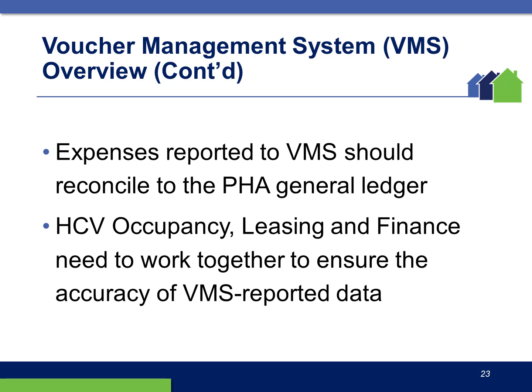When reporting expenses to VMS, it is very important that the PHA ensure that expenses reported reconcile to the PHA general ledger. In order to ensure data submitted is complete and accurate, HCV occupancy, leasing, and finance should work closely together, reviewing the data on a regular basis. Not only is VMS data used as part of the documentation for Indicator 13 at the end of the fiscal year, it is also a tool that, when monitored regularly, can ensure that a PHA is maximizing utilization.